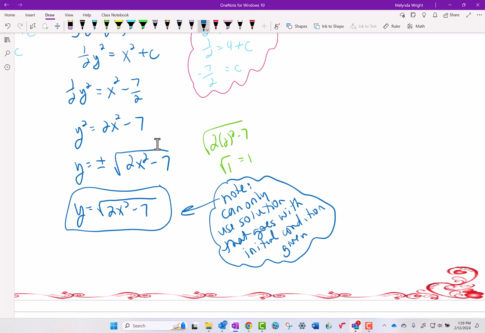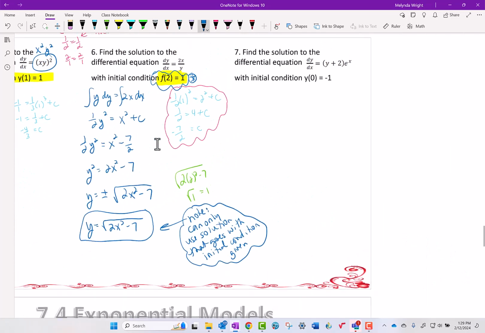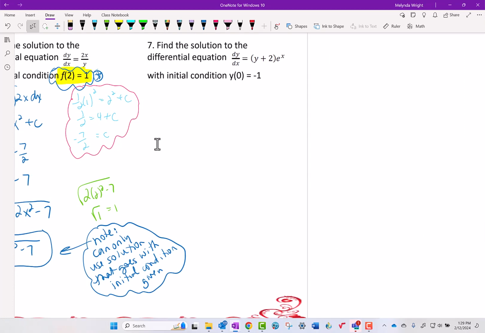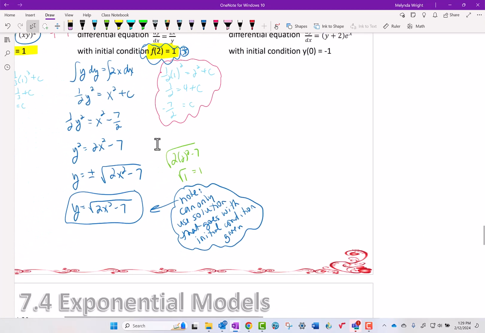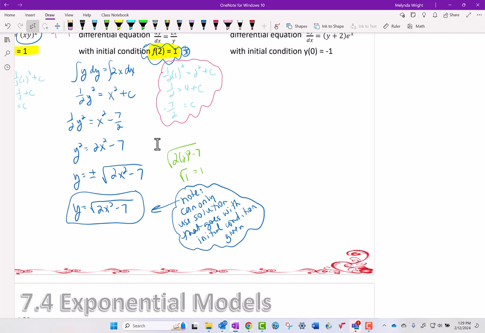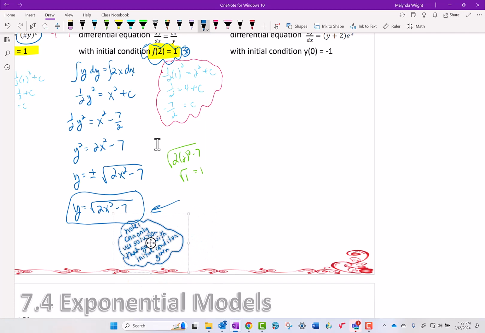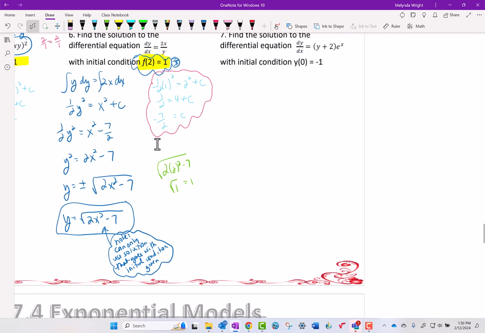All right, one more. We're almost there. Okay. Let's see. Find the solution to the differential equation. Okay, I need to move this note down, get it kind of out of the way. Okay, so that's a note right there. There we go.